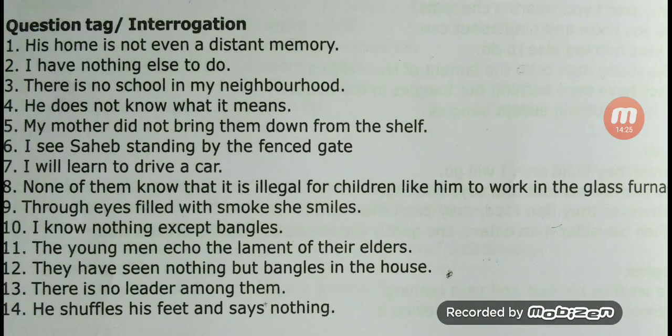Now we will see the interrogation of these questions. See the third one. There is no school in my neighborhood. Okay, now what was the question tag? Is there? So how are you going to frame the sentence? Is there any school in my neighborhood? You cannot say "no school" as given in the question. You have to write, is there any school in my neighborhood? Fifth one.